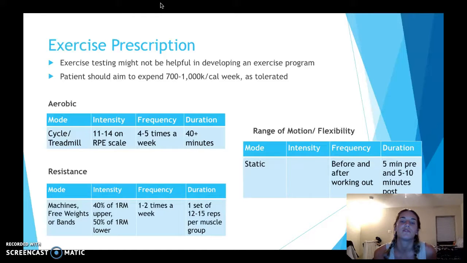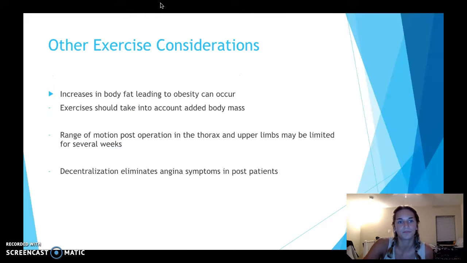For range of motion and flexibility, mode is static, but you can also include dynamic or yoga. Intensity: I would hold the stretch until a point of tension. Frequency: before and after working out, make sure they include this in their workout. And 5 minutes pre and 5 to 10 minutes post. That can be longer depending on how long they work out for and how sore they are.